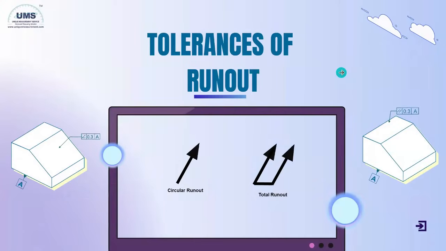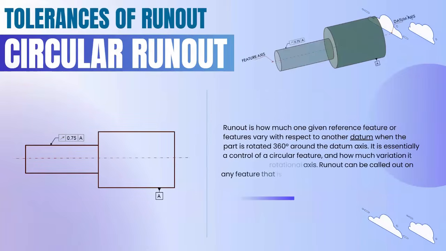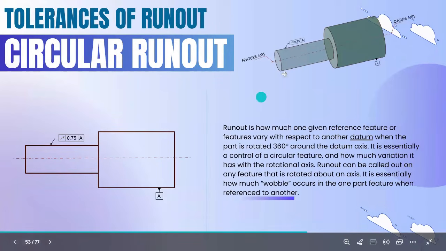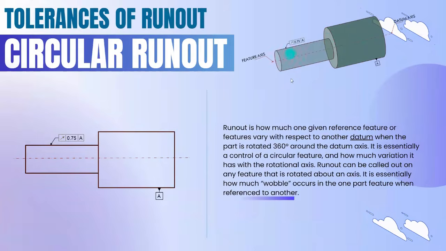So now we're going to come to today's topic, runout. In runout, two types are there: circular runout and total runout. Here on the left side, you can see the drawing. This is the datum. The big cylinder is the datum. At the top right, you can see the 3D view.